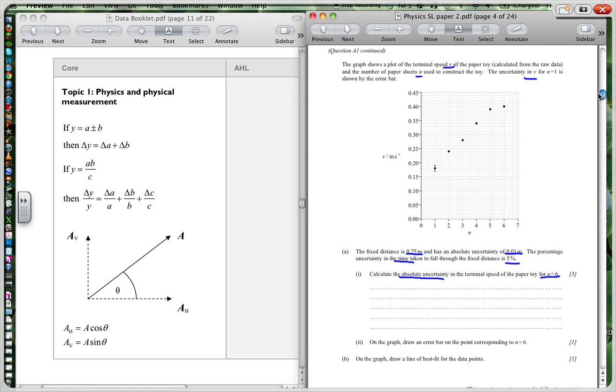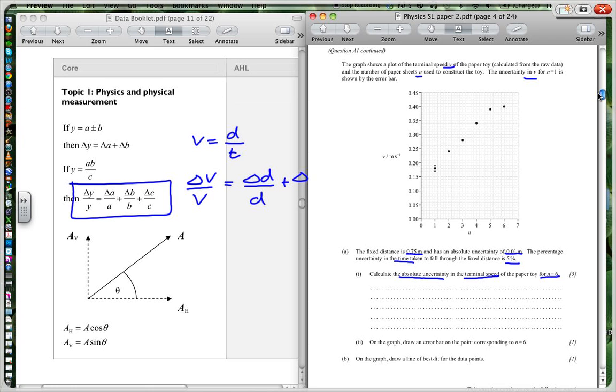Okay, so I've got my data booklet open here at the correct place. We're going to be looking at that. We have, for the speed, v is equal to distance over time, like that. So according to this formula, if I wanted to work out the absolute uncertainty in the terminal speed, I would use this: my absolute uncertainty in v over v would equal my absolute uncertainty of d over d plus my absolute uncertainty of t over t.